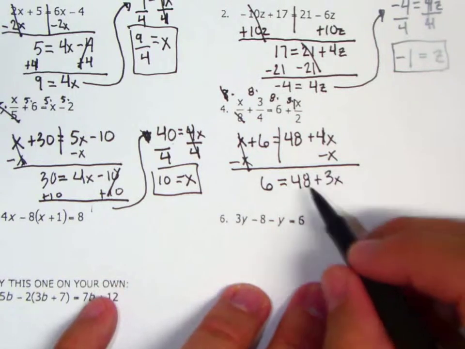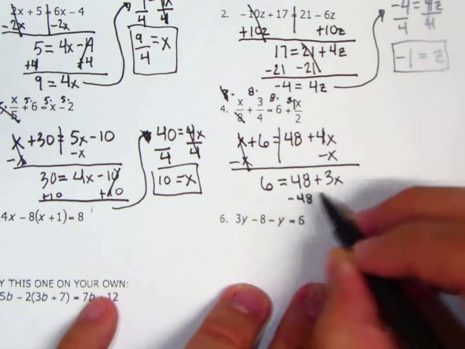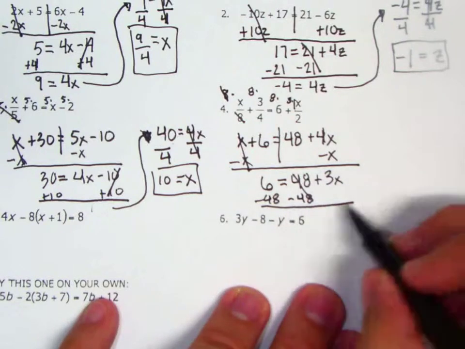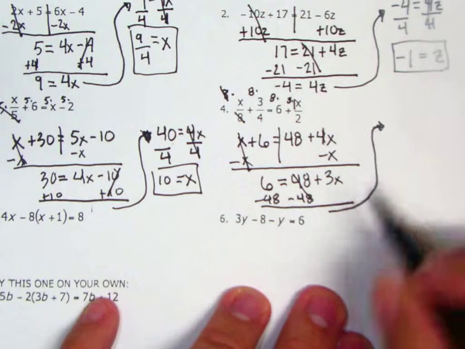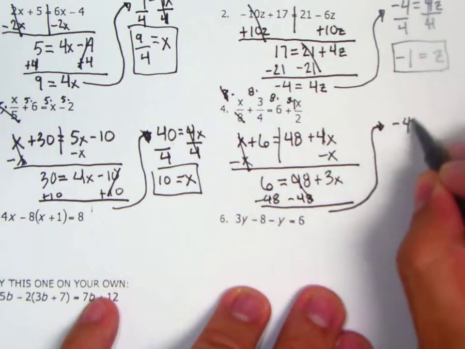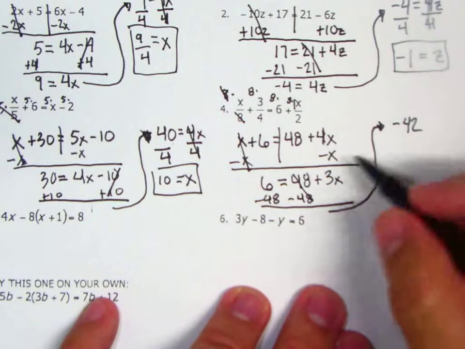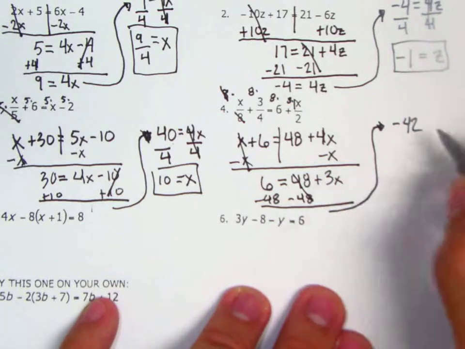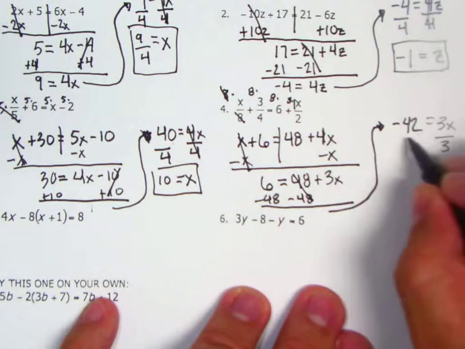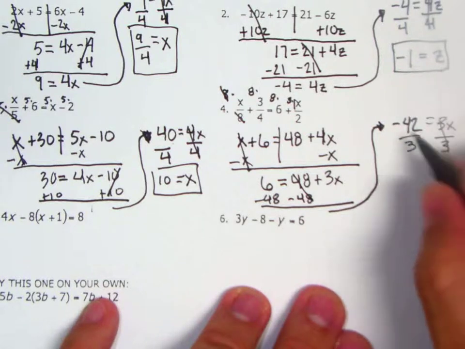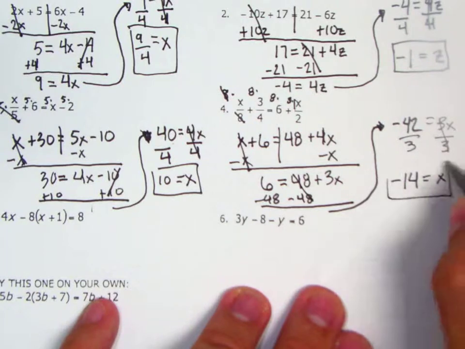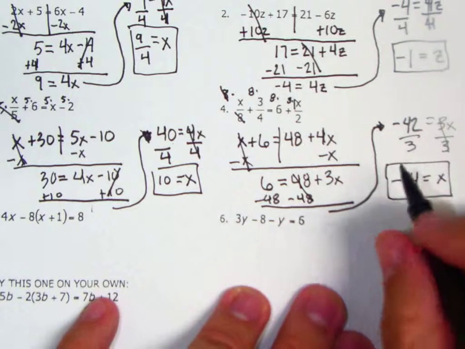Move the number by itself, so subtract 48 on both sides. Over here it's going to cancel. 6 minus 48 is negative 42. And then on the right hand side, all I have is 3x. Divide by the 3, divide by the 3. And negative 42 divided by 3 is negative 14 equals x. That is as complicated as it's going to get.